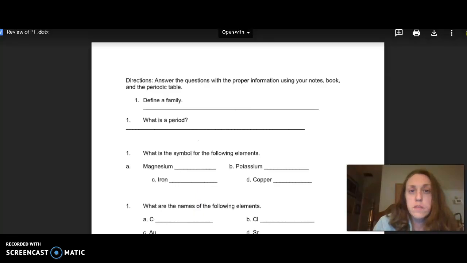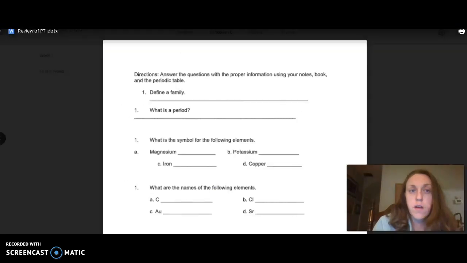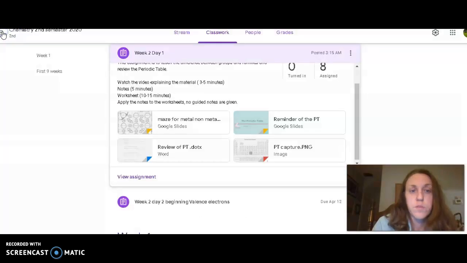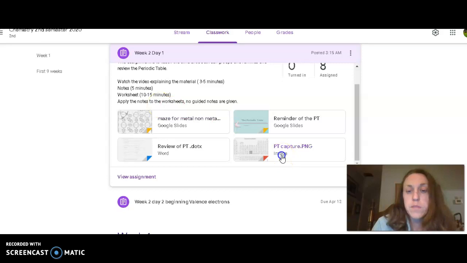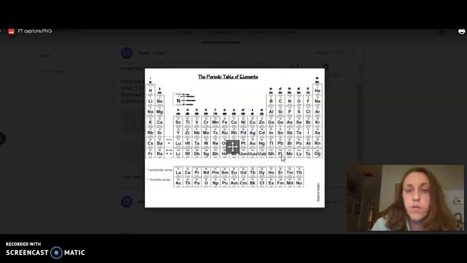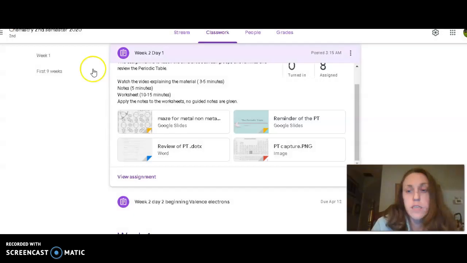Sorry guys, just trying to figure out where I'm at here. I need to go back. Again, I'm slowly learning. And that should be it. This is just your periodic table that you can go look off of. Alrighty. Second day is set up.